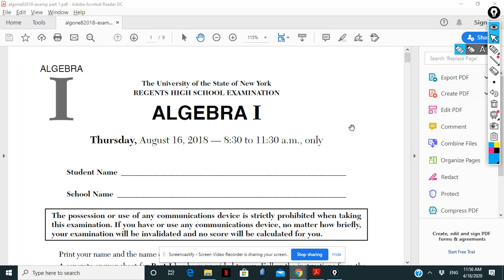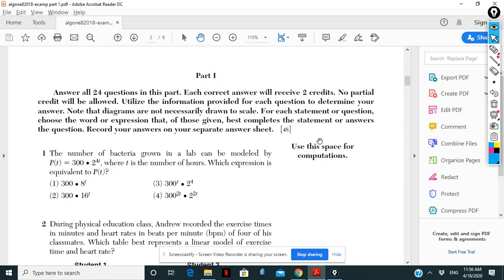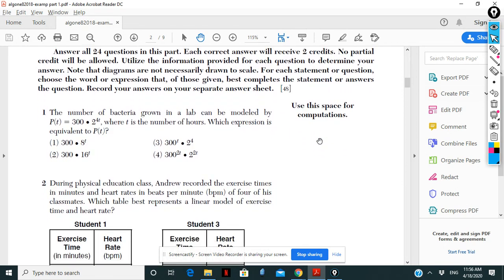Today we're going to review the Algebra 1 Regents for August 2018. We're going to start with Part 1, the first multiple choice question.